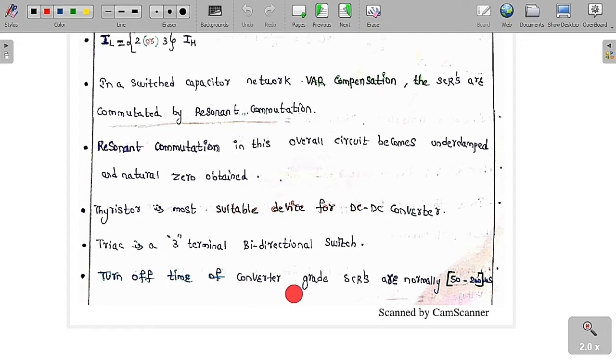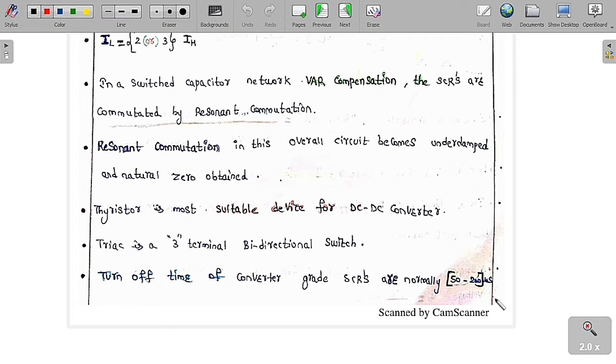The turn off time of converter grade SCRs is normally 50 to 200 microseconds. This is the turn off time of converter grade SCRs. Converter grade SCRs means we turn off these SCRs only by natural commutation methods, so it takes a lot of time. The turn off time is normally 50 to 200 microseconds because here we use the natural commutation method to turn off.